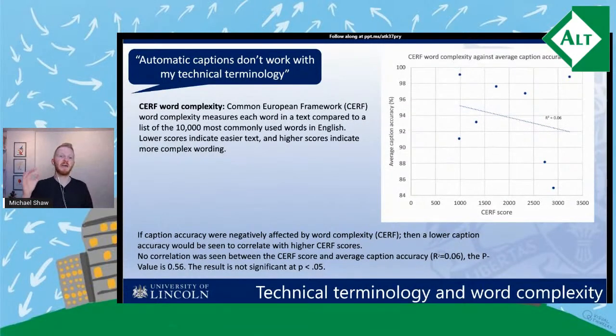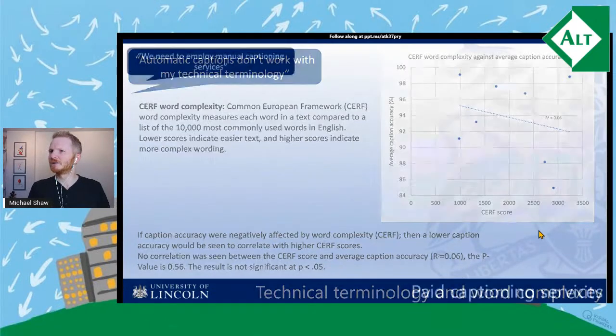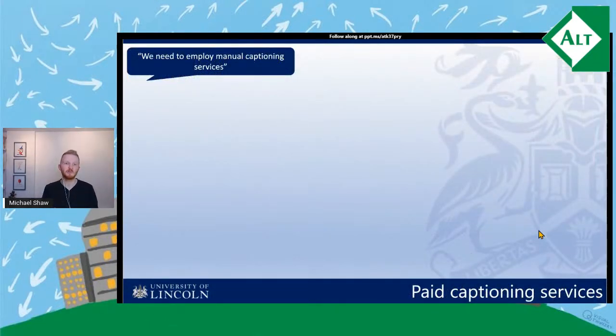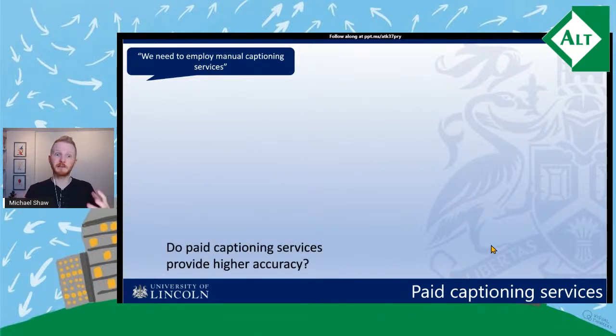Autocaptions might not know every single advanced term in your subject area, but I would suggest that captioning AI actually has a larger vocabulary than I do. I'm not a walking dictionary, you know. So do we need to employ manual or paid solutions? Well, the question we're asking here then is, do these paid services provide a significantly higher accuracy?